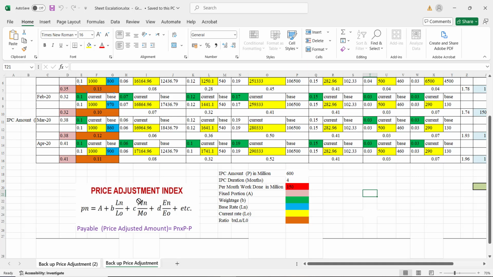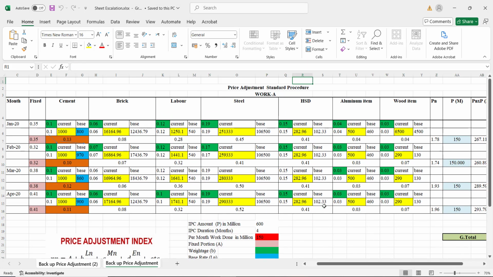This Mn is like the other item: current rate, base rate. If we have 3, 4, 5, 6 items, according to this we will calculate the Pn. When we calculate the Pn, then it is very easy to calculate the escalation price according to the standard formula. This standard formula should be used everywhere in price adjustment or escalation prices.